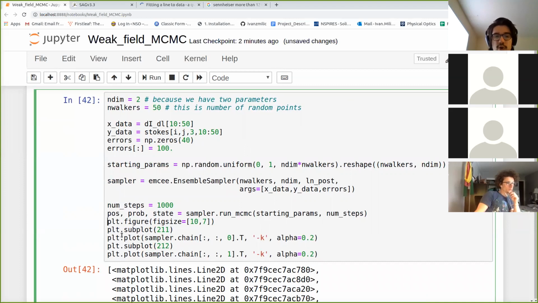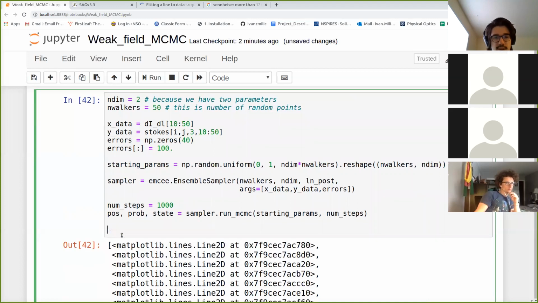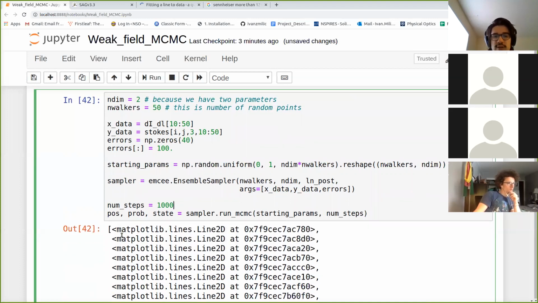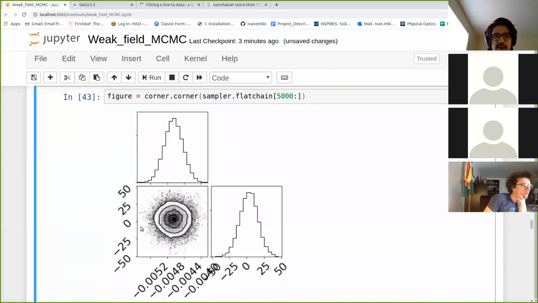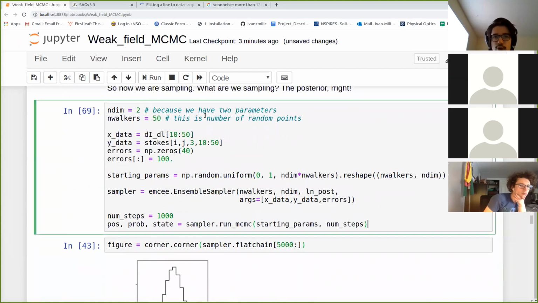we can run our sampler, and it's going to do something. I'm going to separate this, okay? We're going to run our sampler for 1,000 steps, which means each of these 50 walkers is going to make 1,000 steps. So we're going to end up with 50,000 different positions in the parameter space. And when I run that, nothing happens, right? We have a star. Something is being done. We don't know what. So now we need to plot something.